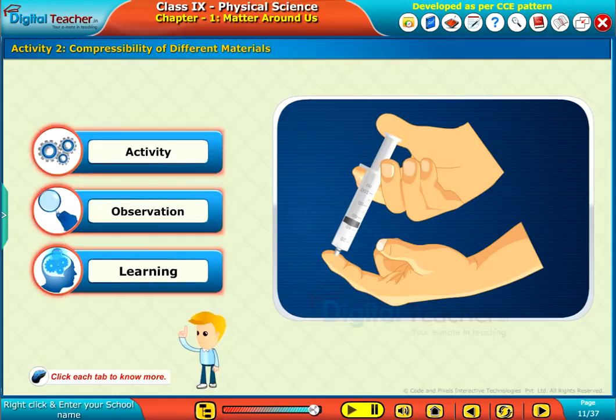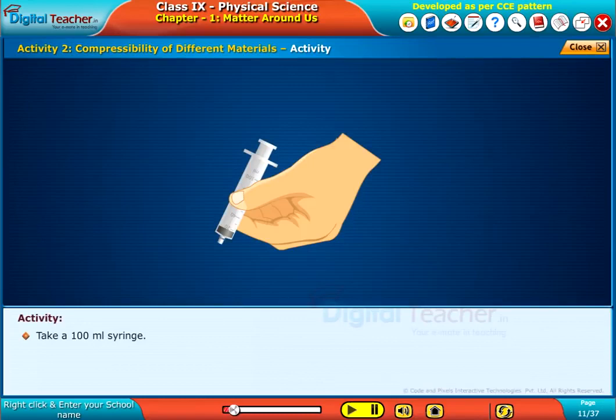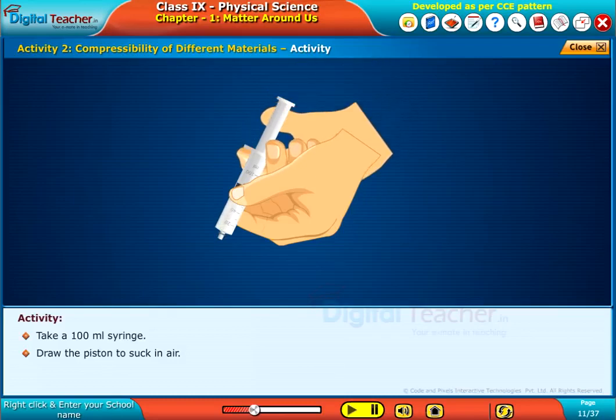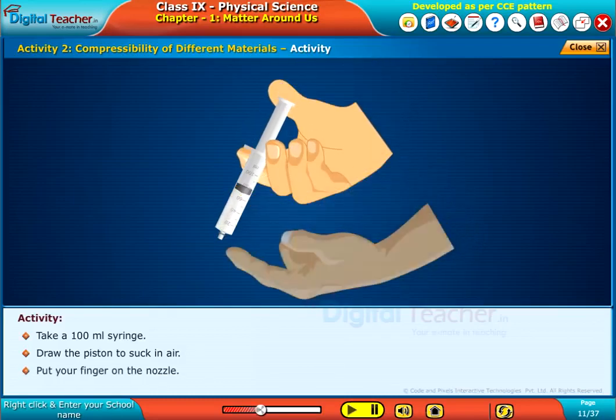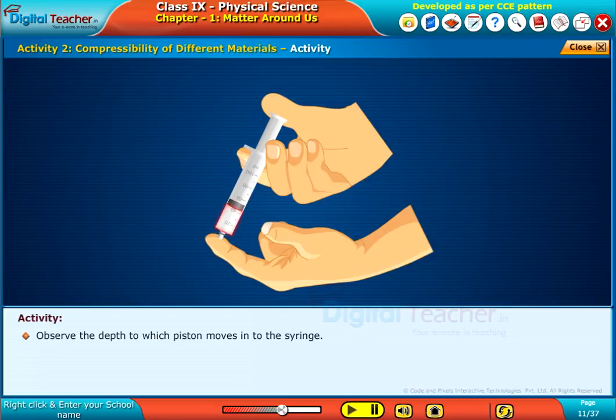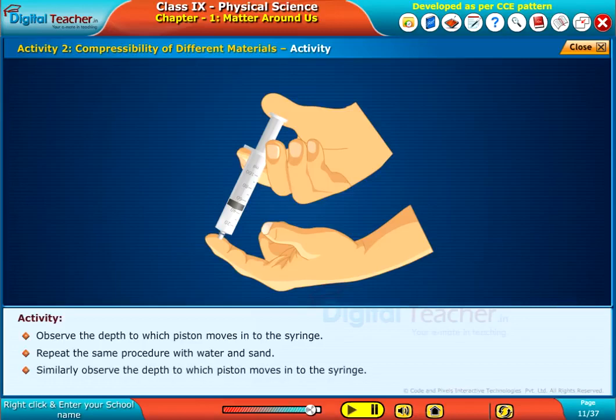Now, let us perform an activity to understand the compressibility of different materials. Click each tab to know more. Take a 100 ml syringe. Draw the piston to suck in air. Put your finger on the nozzle. Now press the piston. Observe the depth to which the piston moves into the syringe. Repeat the same procedure with water and sand. Similarly, observe the depth to which the piston moves into the syringe.